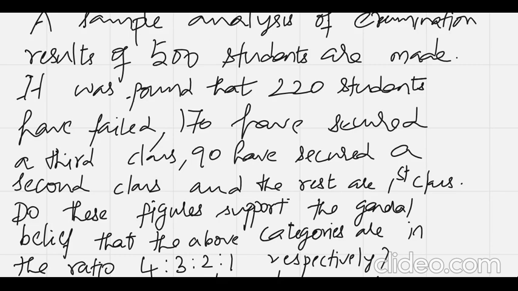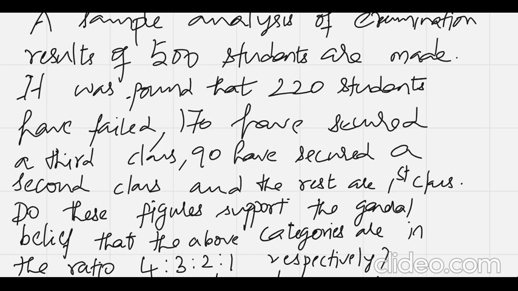Good evening, students. We will see some more problems in goodness of fit. Here the question is, a sample analysis of examination results of 500 students are made. It was found that 220 students have failed, 170 have secured a third class, 90 have secured a second class, and the rest are first class. Do these figures support the general belief that the above categories are in the ratio 4 is to 3 is to 2 is to 1 respectively?